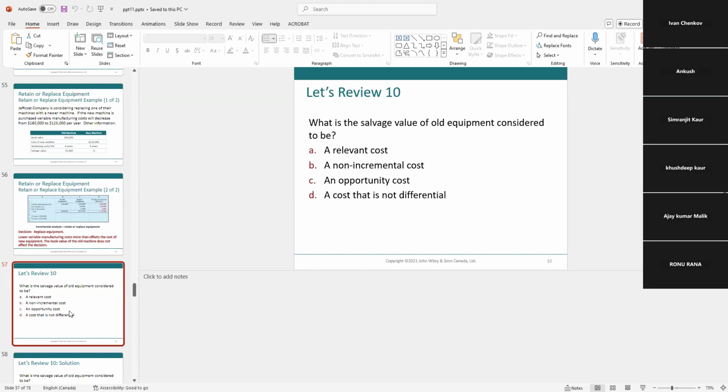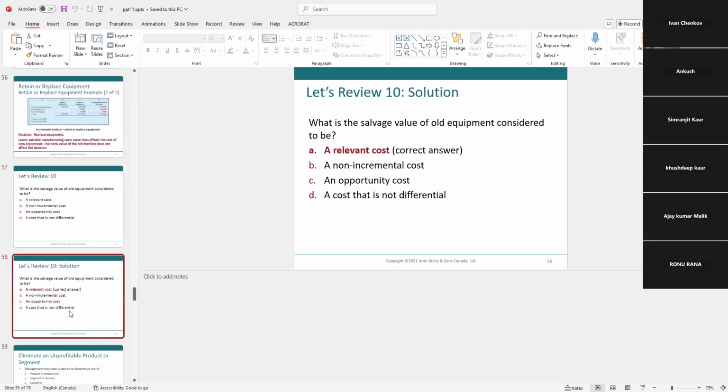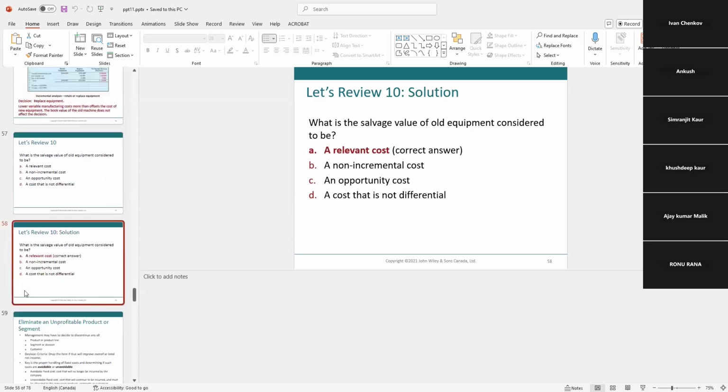Option A. What would that be? A, B, C, or D? Professor, A? Yes, it is A. It's a relevant cost. It's not an opportunity cost. It's actually a relevant cost.